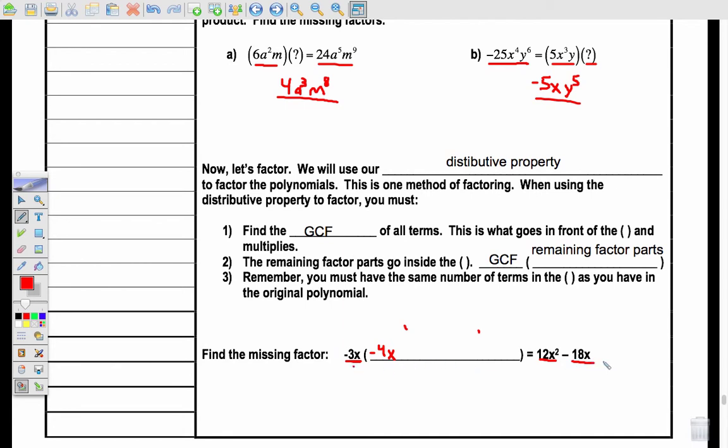We have another term. Negative 3x times something gives me negative 18x. Well, I know it better be positive because a negative times a positive gives me negative. 3 times 6 gives me 18, and then x is x, so it's good. So what goes in the parentheses here is negative 4x plus 6.